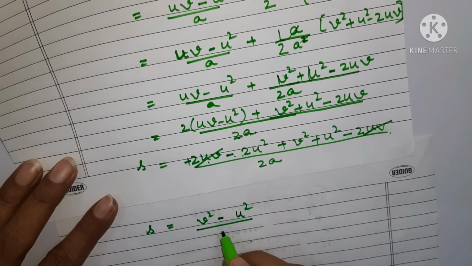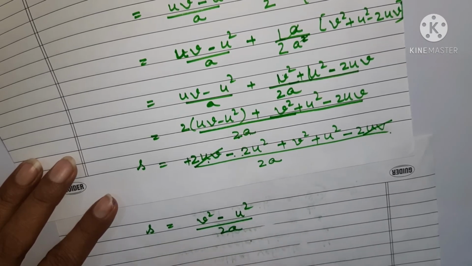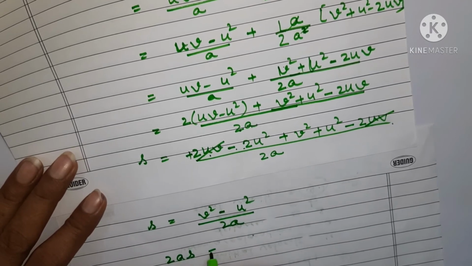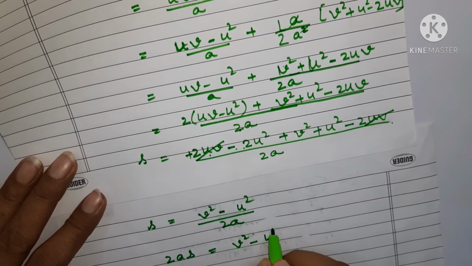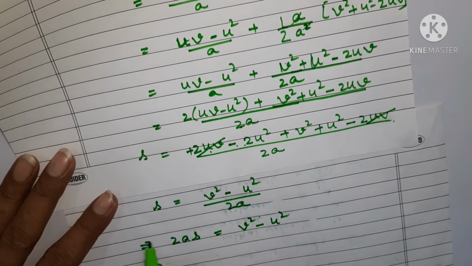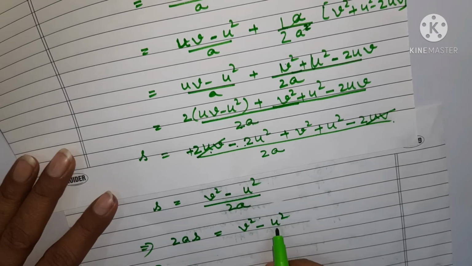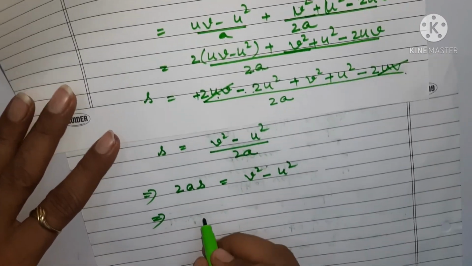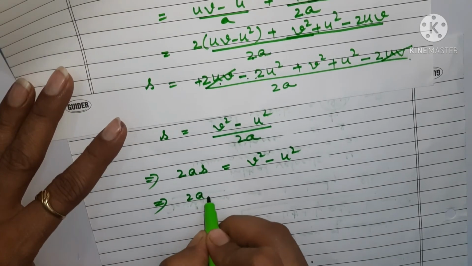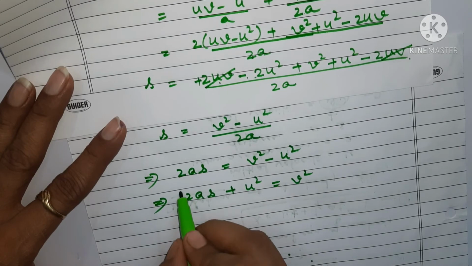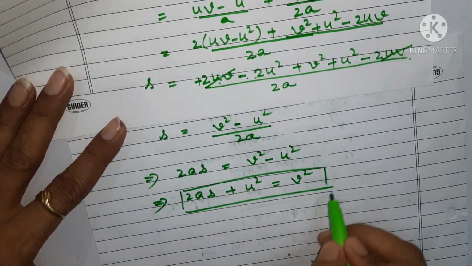And what else is here? 2a. Let us take this to this side. So you will get 2as, which is equal to v square minus u square. Further, when you bring this minus sign to the left hand side, what you are going to get? You are getting 2as plus u square, which is equal to v square. This is your third equation of motion.